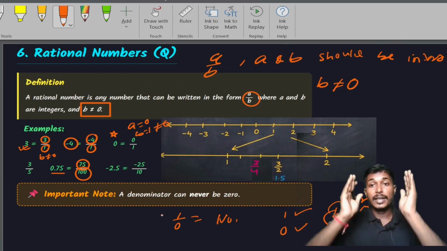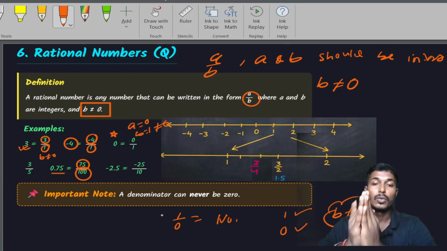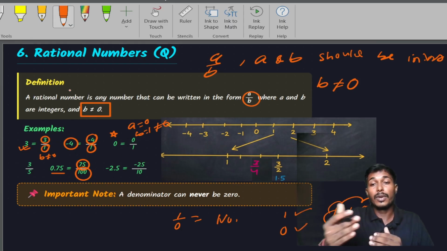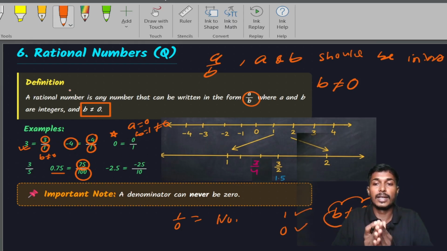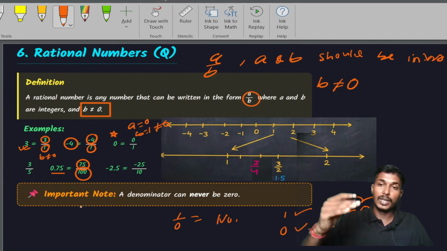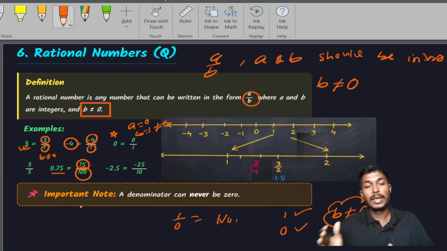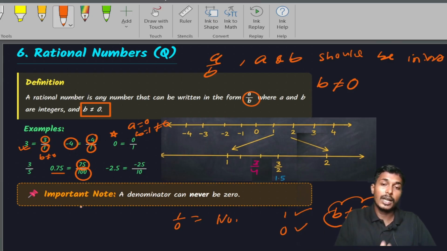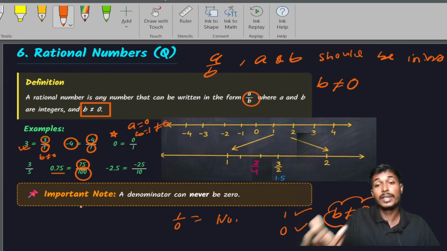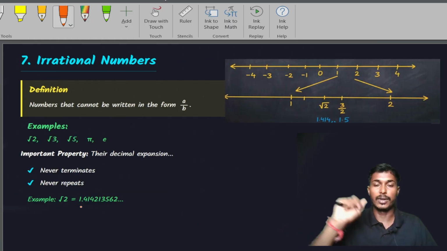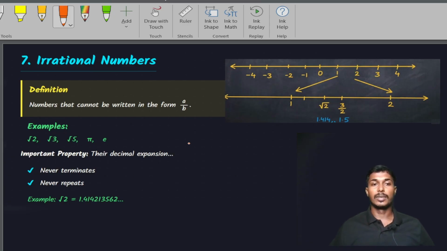Now, is there any condition to find whether a number is rational or not? The first is the definition. Even if you have to know more, if something is given in decimal form, then if it is terminating or repeating, it will be a rational number. If it is non-terminating and non-repeating, then it will be an irrational number, which we are going to study right now. So what is an irrational number?